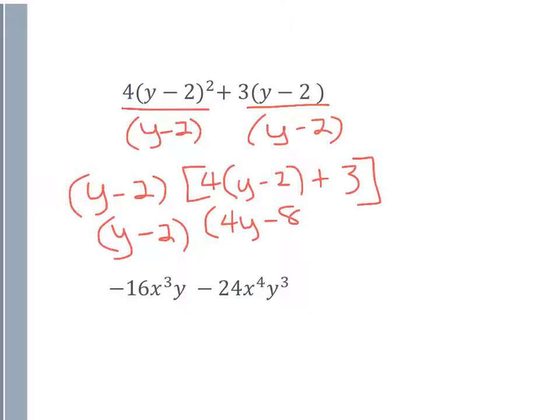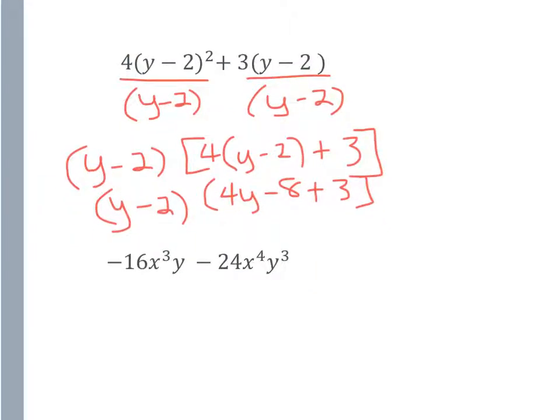And then plus 3. And now I need to combine the negative 8 and the 3. So y minus 2 and 4y minus 5. So your greatest common factor can be a binomial.